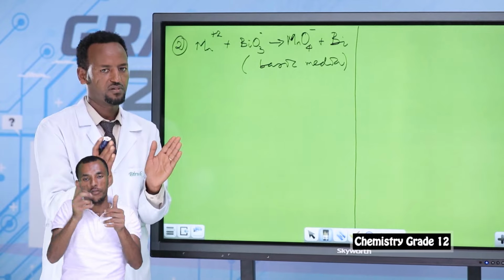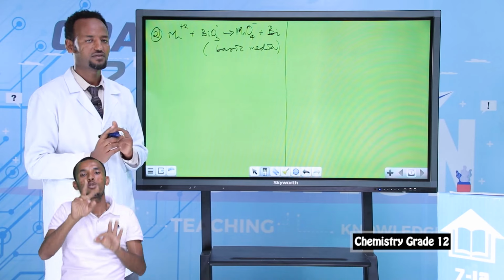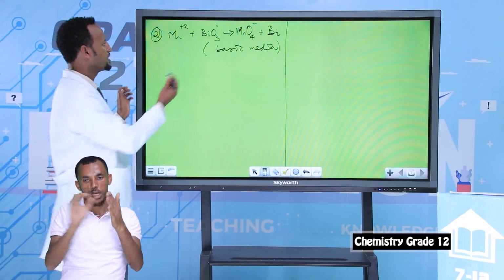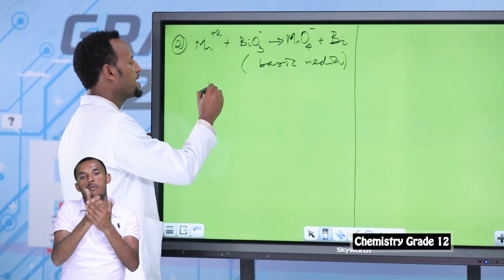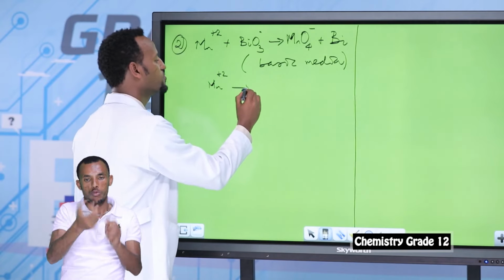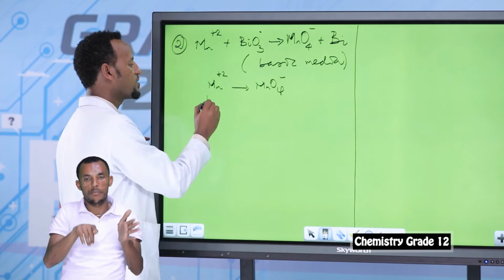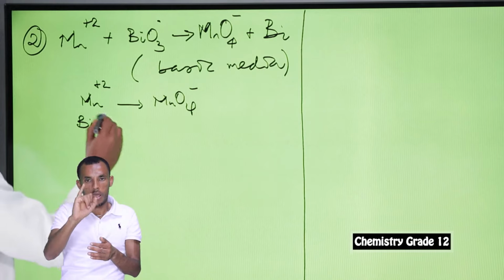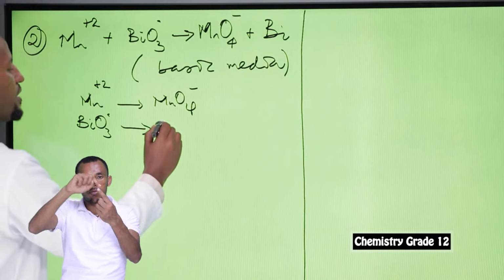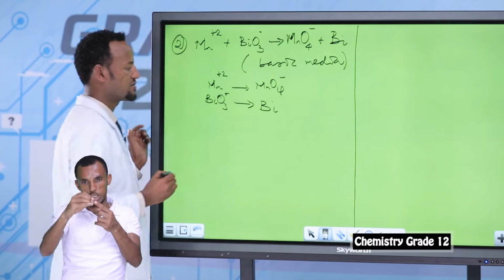Students, what is the first step? The first step is select two half reactions. One is the oxidation half reaction. The second one is the reduction half reaction. Therefore, look at this one: Mn plus 2 converted into MnO4 minus. The other one is BiO3 minus converted into Bi. One is oxidation, the other one is reduction.